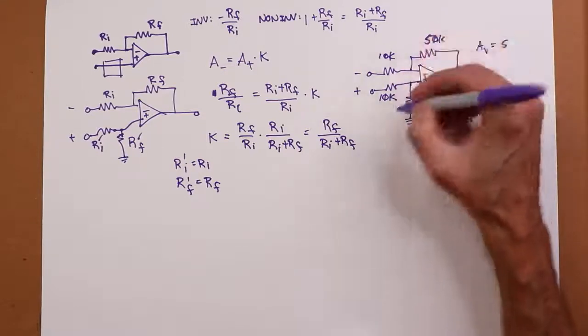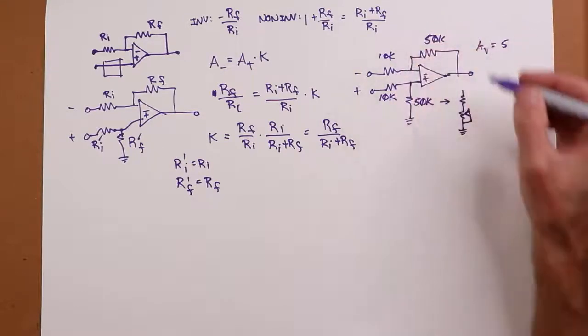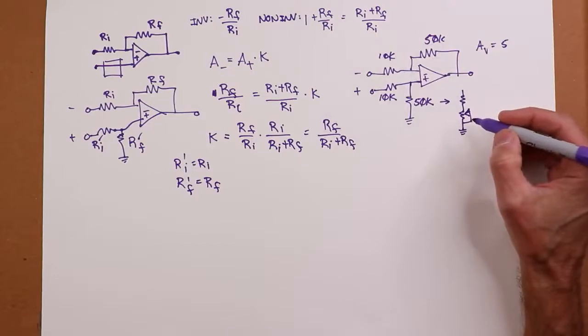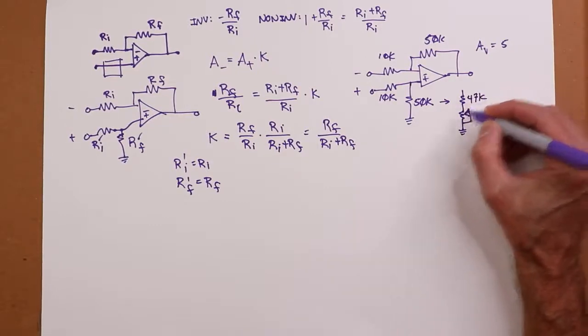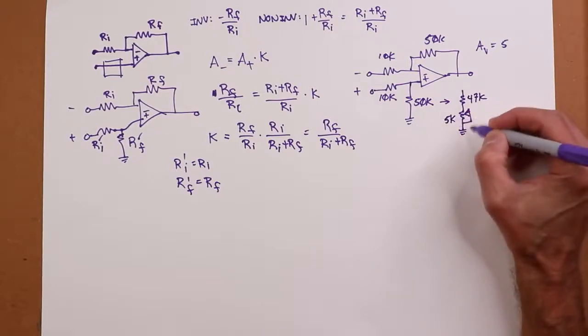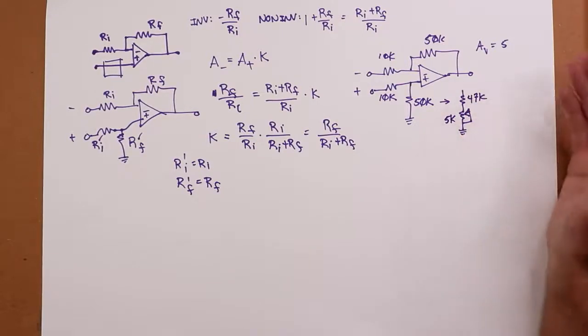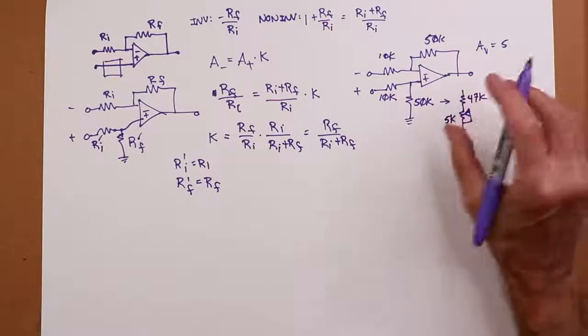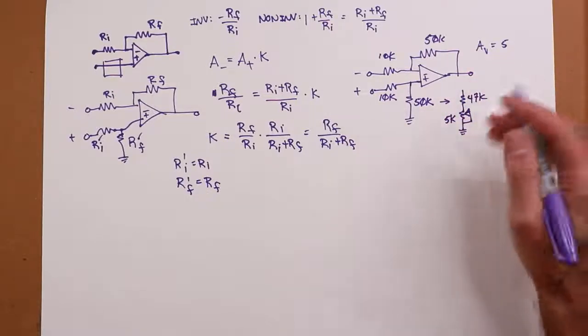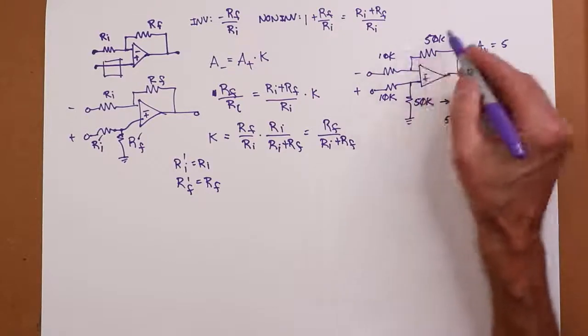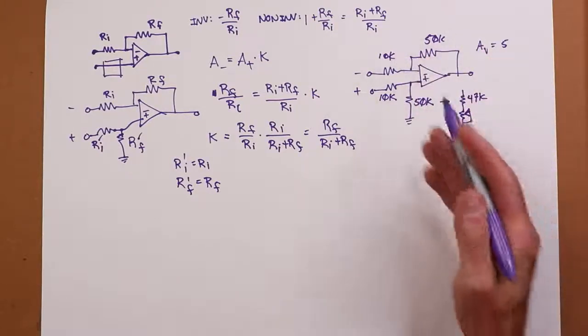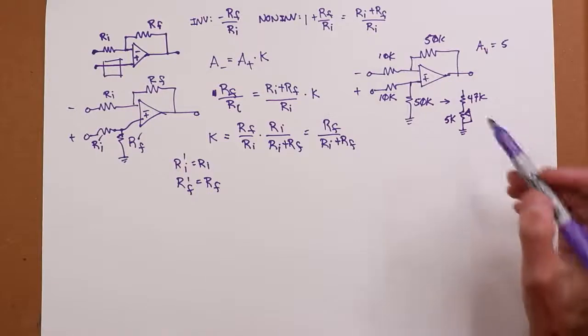It depends on how tight tolerance these things are, but you might have something like, let's say you went to a 47K, because that would be a standard value. You might have a 5K pot here. So at minimum you'd have 47K, at maximum you'd have 52K. So this way you can kind of fudge a little bit on either side, right? It might have to be a bigger pot value with a smaller resistor, all depending on the tolerance of these components. But that would set you up with a nice little differential amplifier.